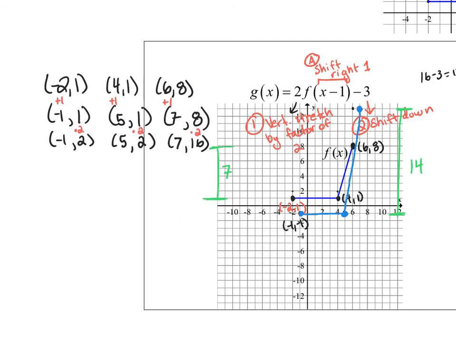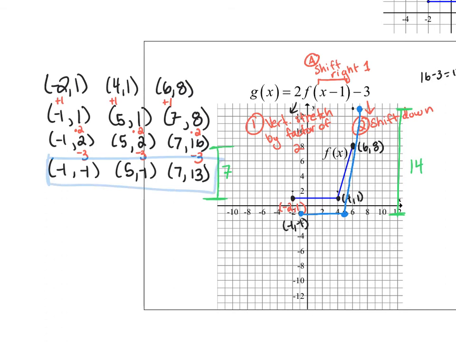Then the last thing we're going to do, again not changing the x values because we already did all of those, is we're going to subtract 3 from the y values for the shift down. And then these are my ordered pairs on my final transformed graph, which you should see match exactly the ordered pairs that we had when we did this graphically.